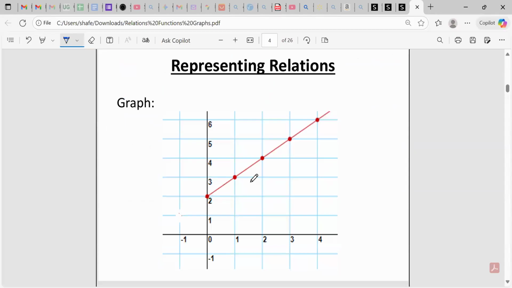Another way of representing that same relation is by a graph. And remember the relation, the points were okay. This point is 0, 2, 1, 3, 2, 4, 3, 5, and 4, 6. Can you see how we plot those points?